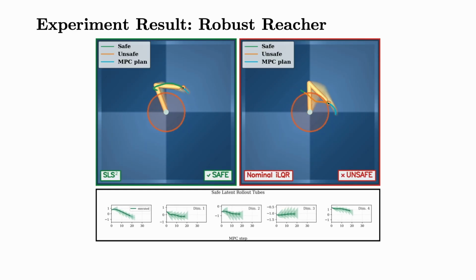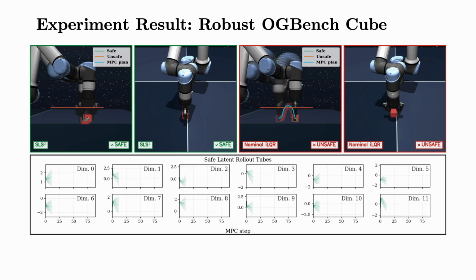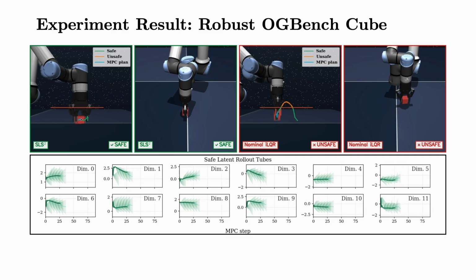Now we move to the safety results. Across Reacher, Cube, and Rope, the nominal planner often reaches the goal by using unsafe behavior, entering the unsafe region in Reacher, lifting the cube too high in OGBench Cube, or taking the rope through the obstacle in Rope.